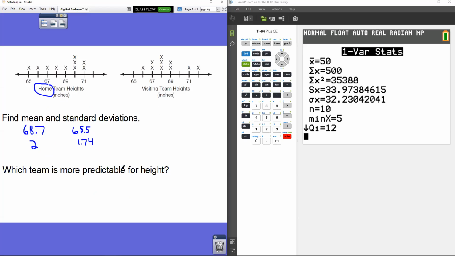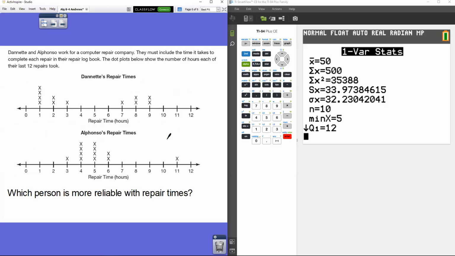So which team is more predictable for height? All right, the more predictable data is the lower standard deviation. So the more predictable would be the visiting team because that has the lower standard deviation. If we take a look at this one, again, we'd have to type all these numbers into our L1 and into our L2. So you'd have 4 1s, 2 2s, a 3, a 7, 2 8s, and 2 9s.